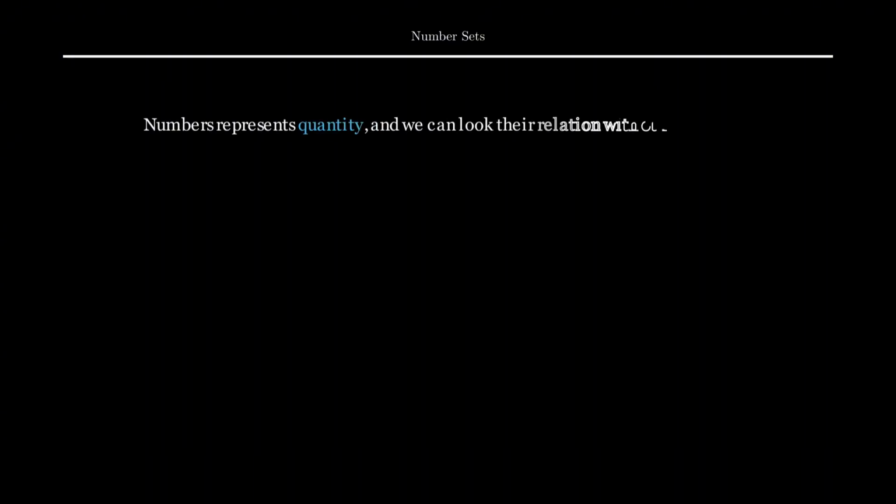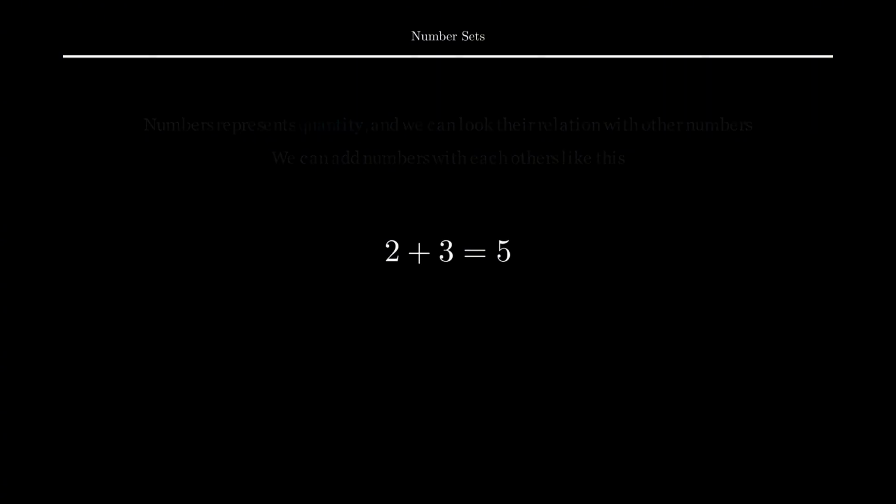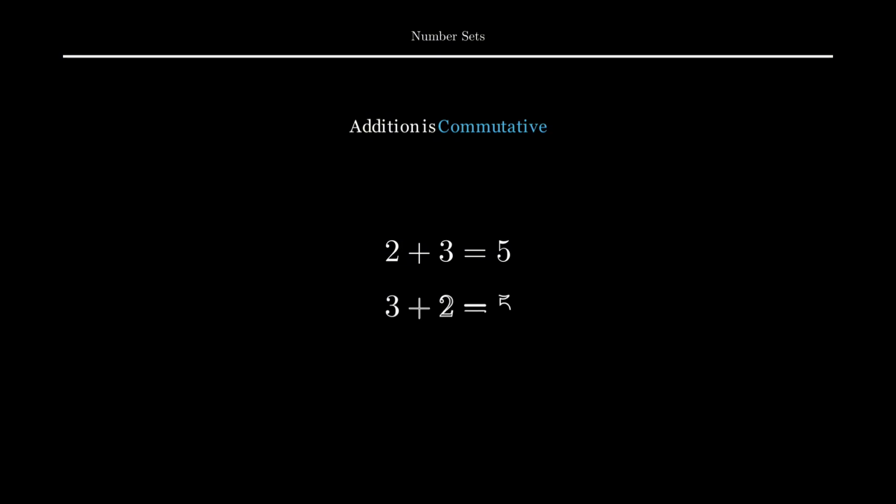Numbers are an abstract representation of quantity, and we can look for their relation with other numbers. Through addition, we can add numbers with each other like this. 2 plus 3 is equal to 5. It is important to say that addition is commutative. This means that if I switch 2 and 3 to 3 and 2, I will always get the same result, 5.